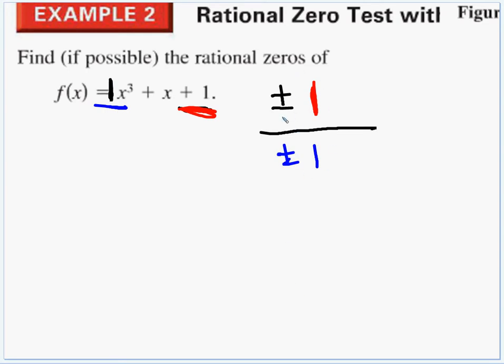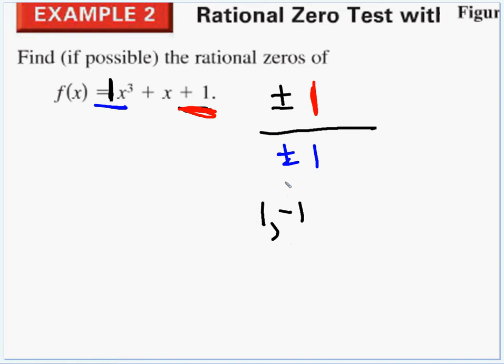So all possible combinations here would be 1 divided by 1 is 1. 1 divided by negative 1 is negative 1. And if I switch those, I'm going to get the same positive 1 and negative 1. So these are the only possibilities out there.